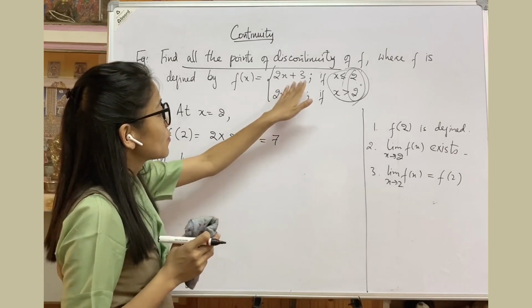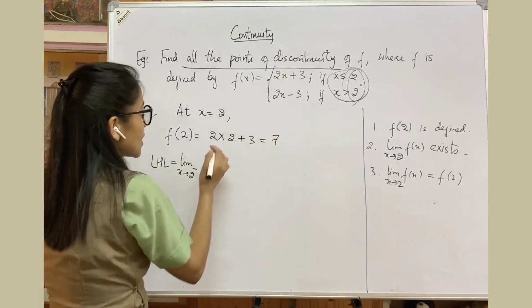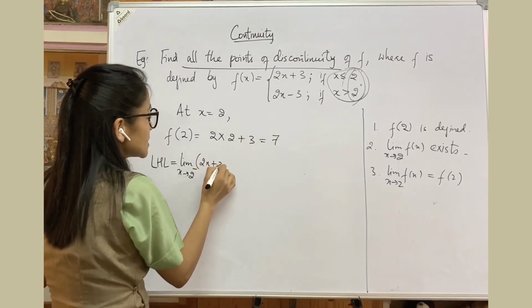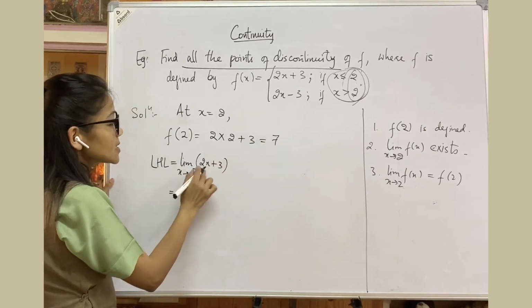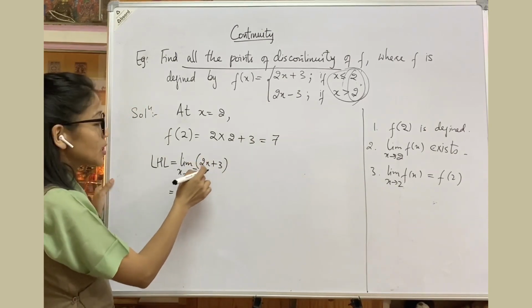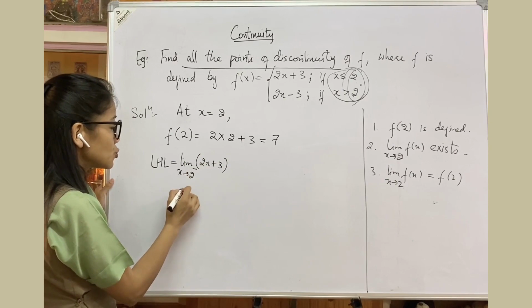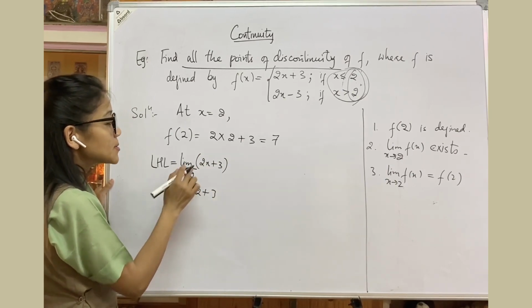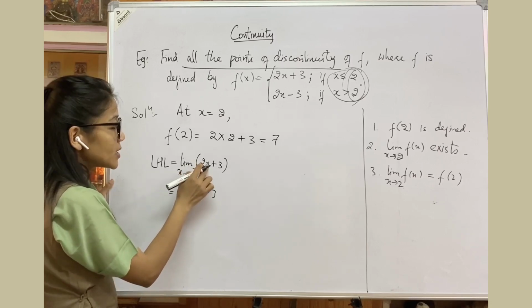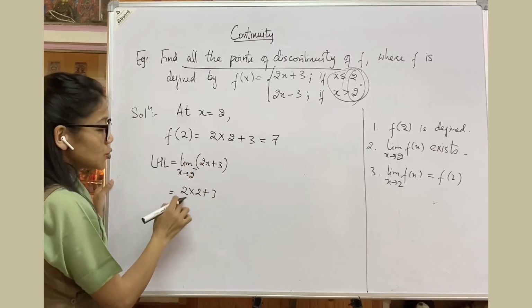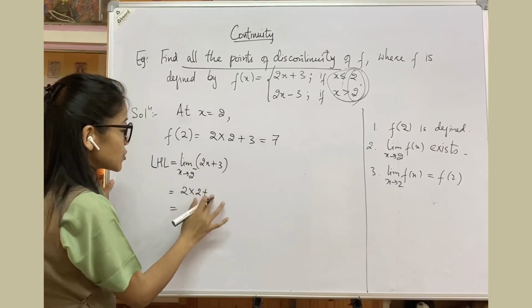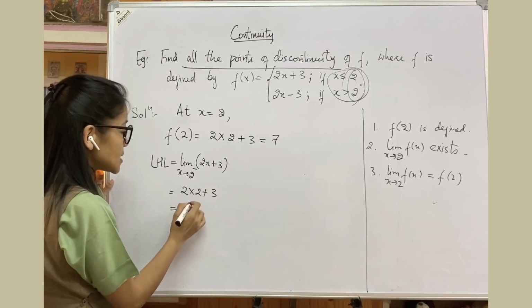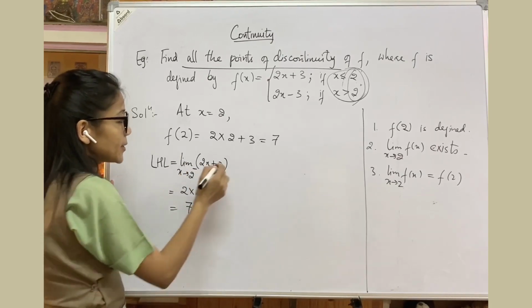So in that case, your function will be this one, that is 2x plus 3. Since it is a polynomial, directly you just substitute the limit point over here. So that is 2 into 2 plus 3. And you remember that when you have substituted the limit point, then you will not write the limit. So you will just directly write this. So 2 twos are 4 plus 3, that is 7, right?